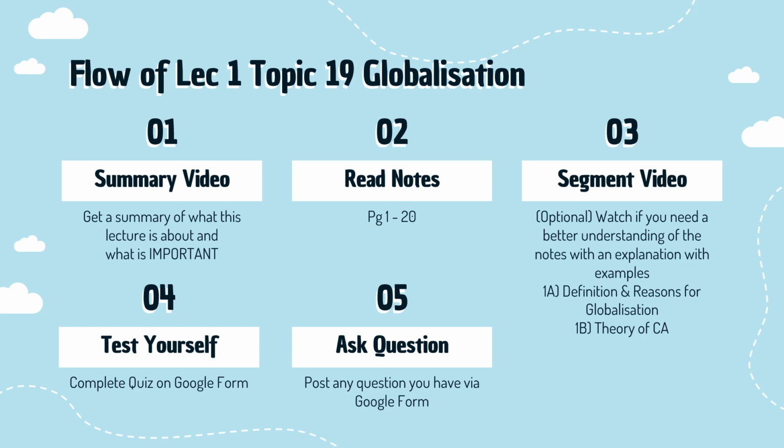The two optional videos, first one is video 1A, which is on the definition and reasons for globalization. Video 1B is on the theory of comparative advantage. Lastly, you will proceed to test yourself with some quiz questions on the Google form. Last but not least, you can post any remaining questions you have via the Google form.